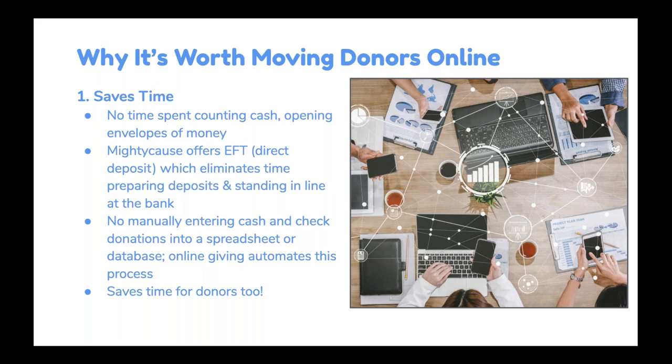And I also wanted to talk a little bit about the miracle of automation. When most of your giving is done online, you can simply export one glorious spreadsheet that has all of the data pre-entered for you so that you do not personally have to spend hours or pay someone to spend hours putting all of that information into a spreadsheet or database for you. You have it, it's right there, it's accessible, and it's easy to see and sort through.